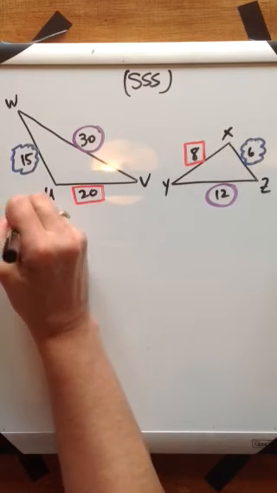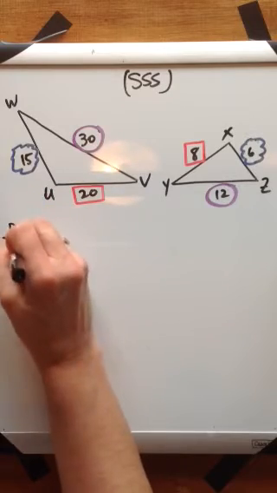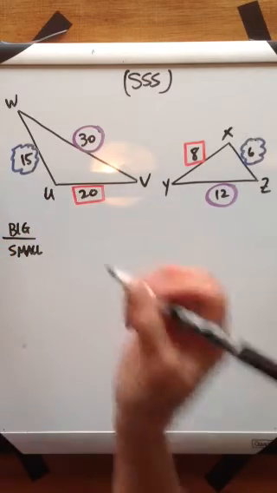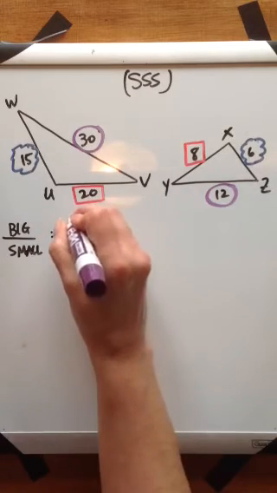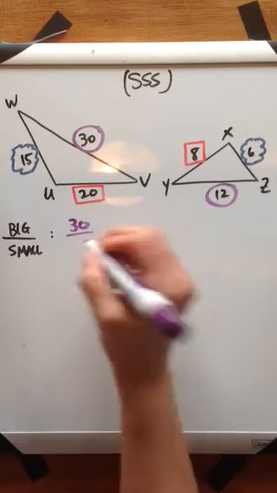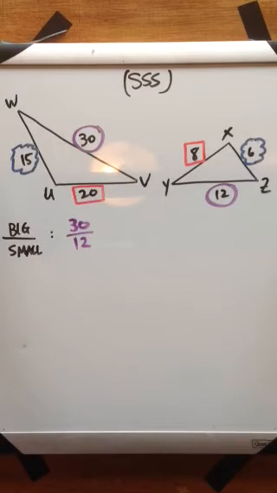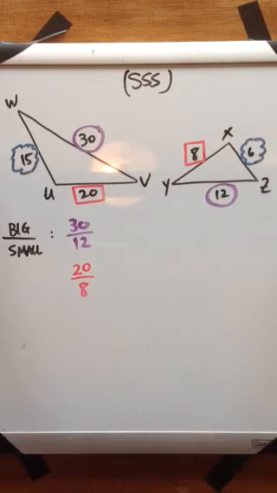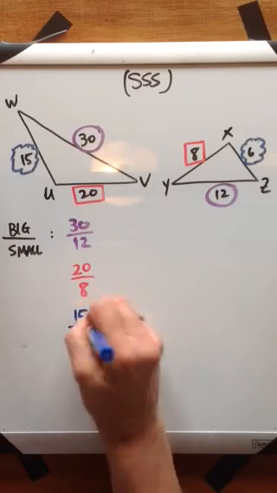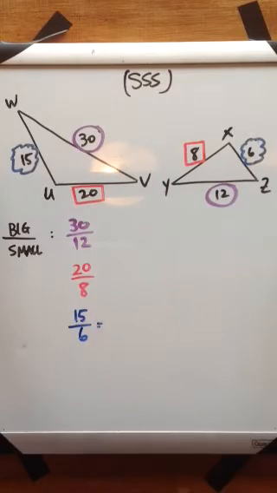So I'm going to set up some ratios where I have the big triangle to the small triangle, and I'm going to compare their sides. So I have, for the largest ones, 30 to 12. For the mama bear ones, I have the larger one being 20, the other one being 8, and finally I have 15 compared to 6. Now, I want you to take a second to calculate the value of each of those.